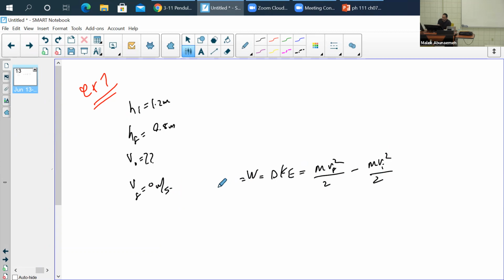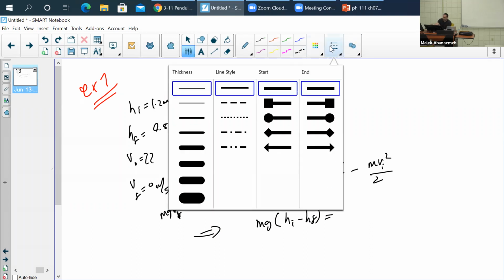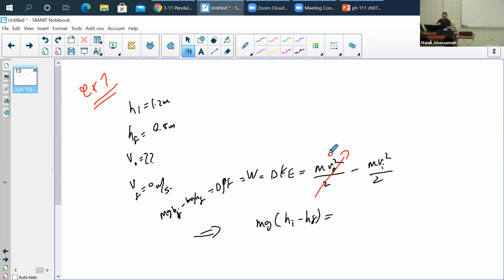This is going to equal your change in potential energy, which is mgh initial minus mgh final. So let me go ahead and organize this. For both of these, you're going to have your mg, which goes like this. Open them together, so h_i minus h_f is going to equal, we said the final one is 0, so this is actually going to go to 0.